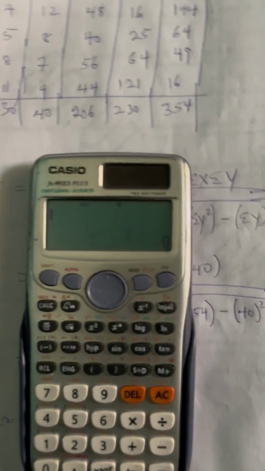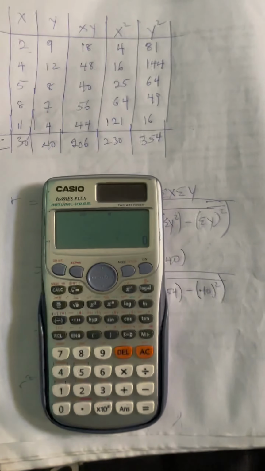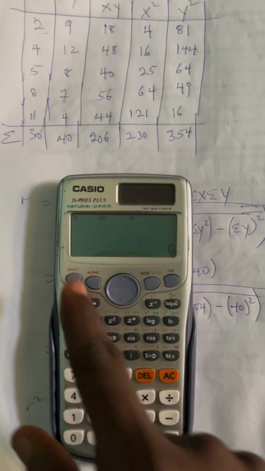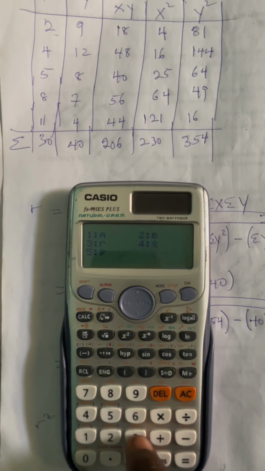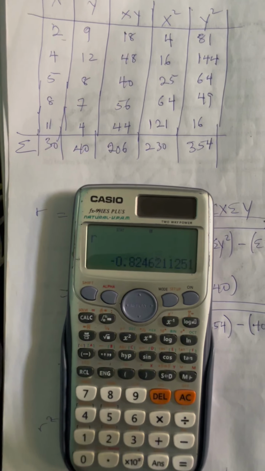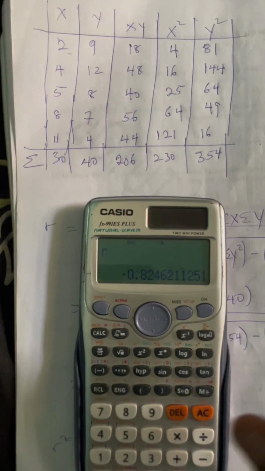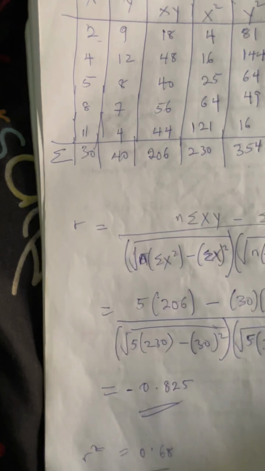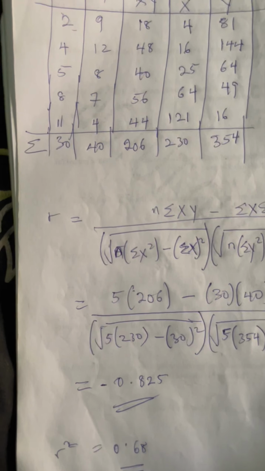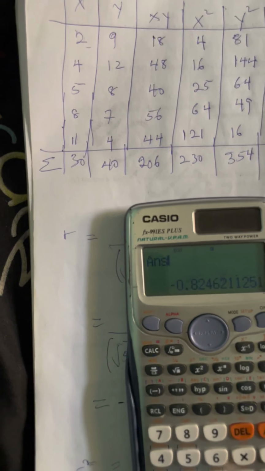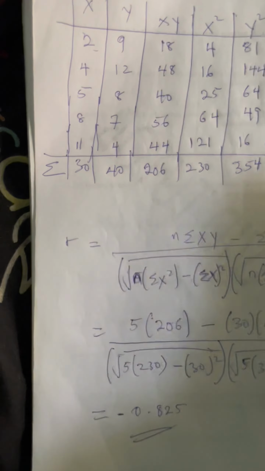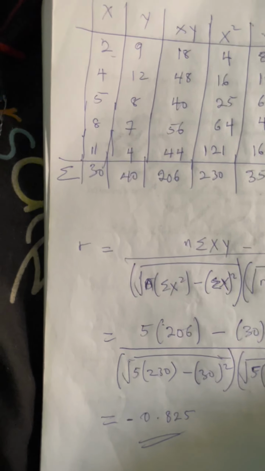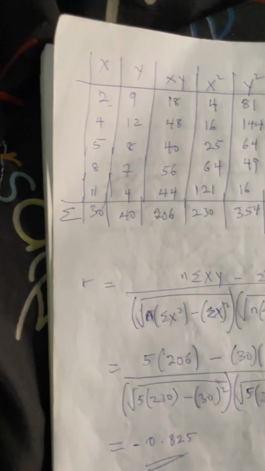Press AC. When you press AC, then you go to the question. The question is to find the correlation coefficient. Then press shift, start here, go to reg, then your r is number 3, then press equals to. We have minus 0.825 approximately. That's the answer, minus 0.825. You can have the answer squared for the coefficient of determination. That'll give you 0.68, which is this.